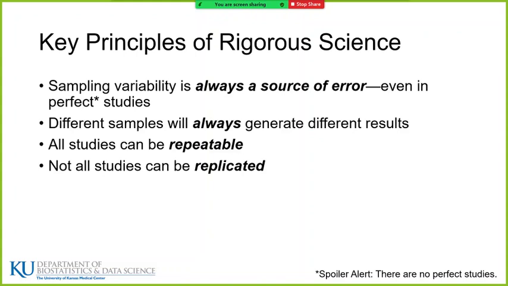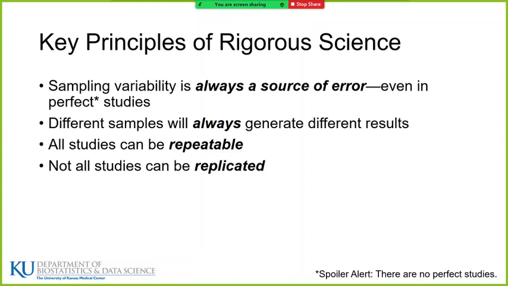Different samples, different studies will always generate different results, even if they're done in exactly the same way. Exact same protocol, everything is applied appropriately, but you have two different sets of patients. Those two different sets of patients, they vary, and their responses will vary, and that will lead to different results. What you hope is that you have accounted for this type of variation in such a way that it's small or minimized.